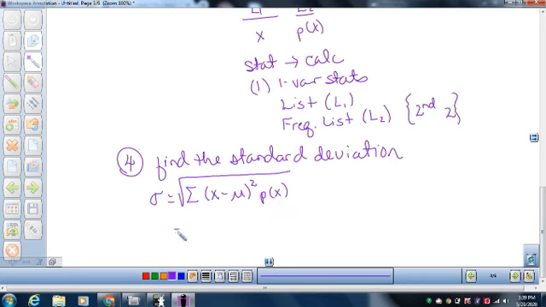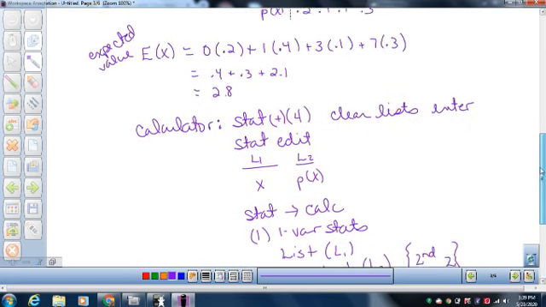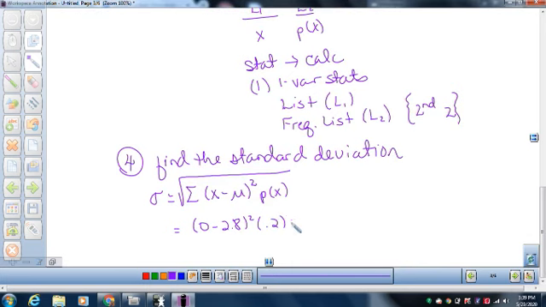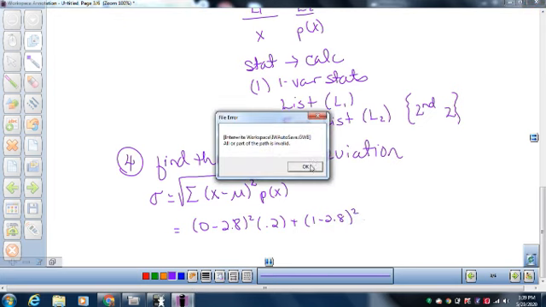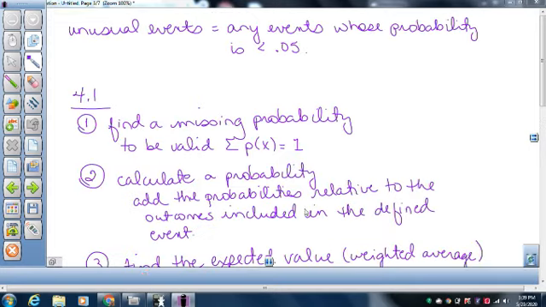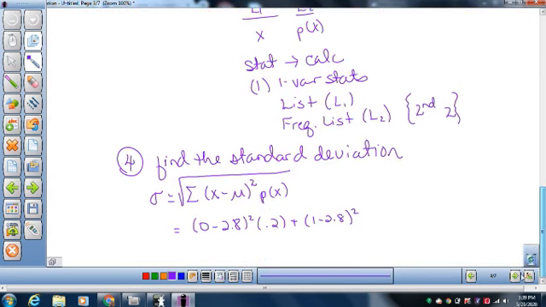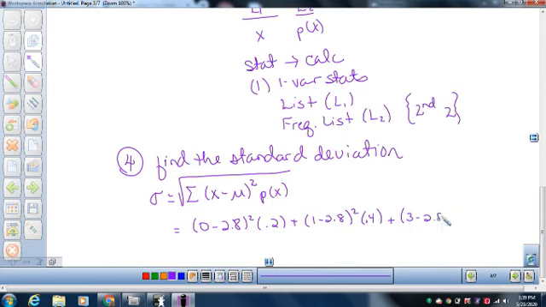And if I was going to do it by hand, I would do 0 minus 2.8 squared times 0.2, plus 1 minus 2.8 quantity squared times 0.4, plus 3 minus 2.8 quantity squared times 0.1, plus 7 minus 2.8 quantity squared times 0.3.